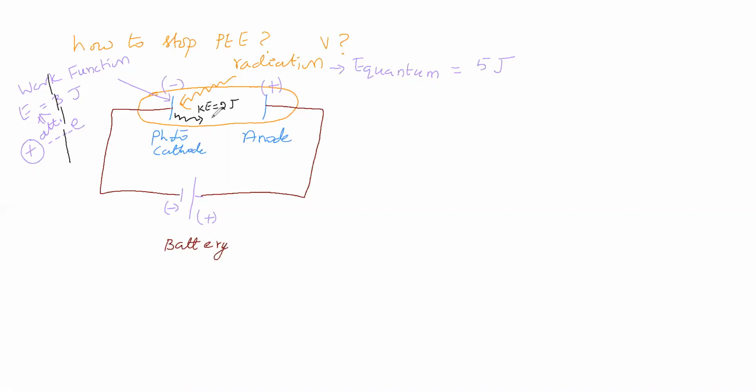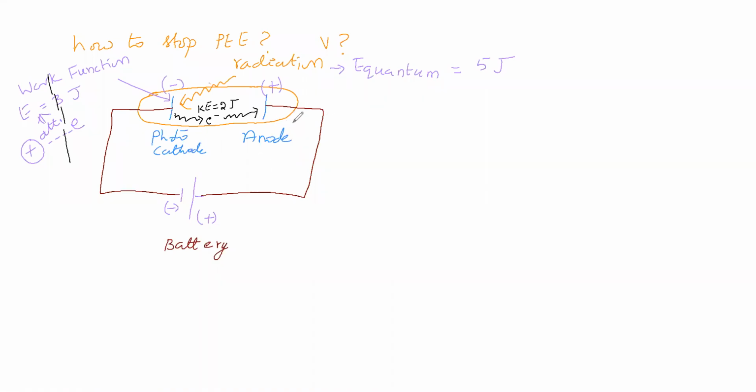The ejected electron has a negative charge. This anode is attracting this negative charge, therefore it is moving towards it like this. Okay, this is what is happening in the photovoltaic cell.